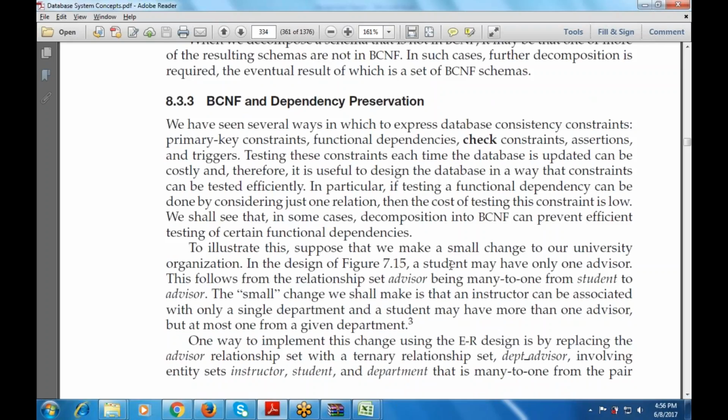For example, in the design, a student may have only one advisor. This follows from the relationship set advisor being many to one from student to advisor. The small change we shall make is that an instructor can be associated with only a single department, and a student can have more than one advisor, but at most one from a given department.